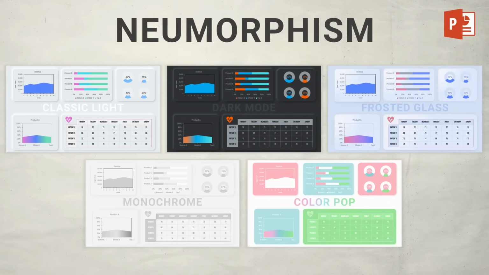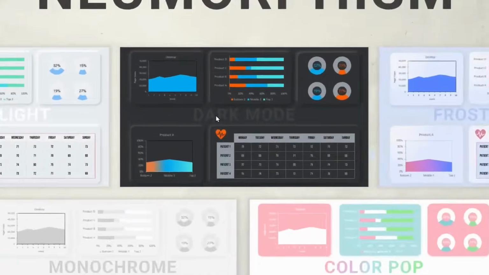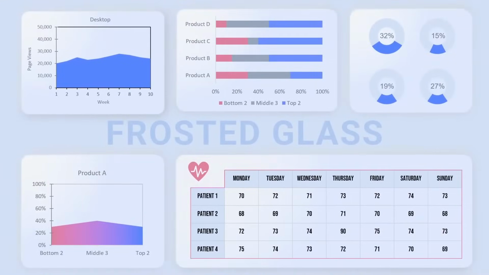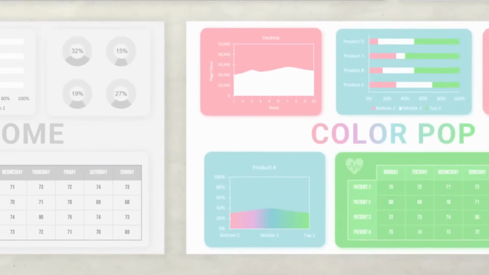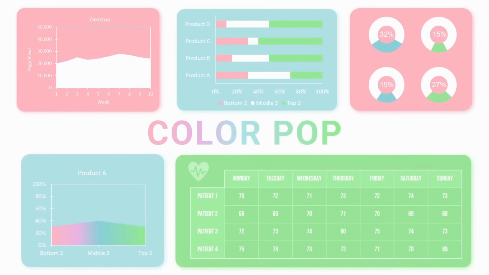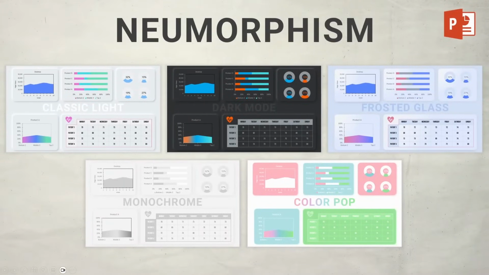In this video, I'll be showing you 5 distinct Neumorphic styles that you can build in PowerPoint without any plugins or coding, just smart design. First, we will look at classic light, then we will look at dark mode, then we will look at frosted glass, fourth one is monochrome, and the last one is color pop. This is all done natively in PowerPoint, so no images are involved, just plain old shapes, shadows, and gradients.